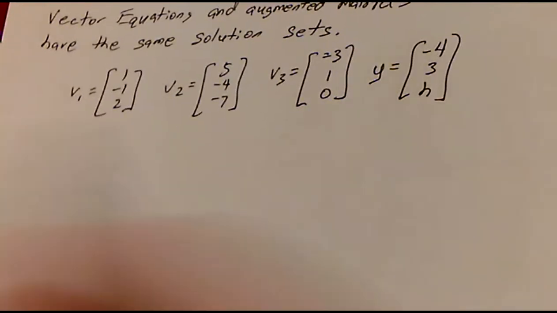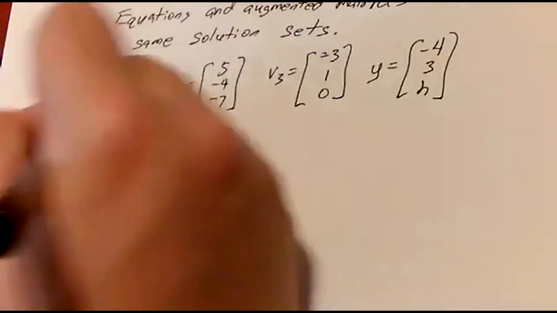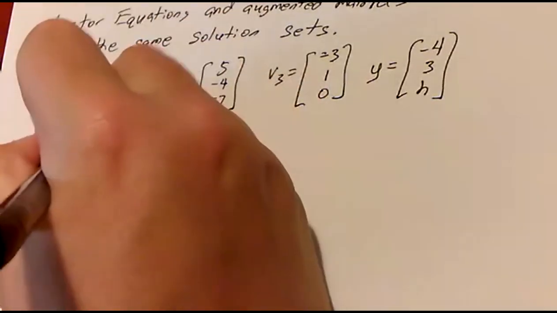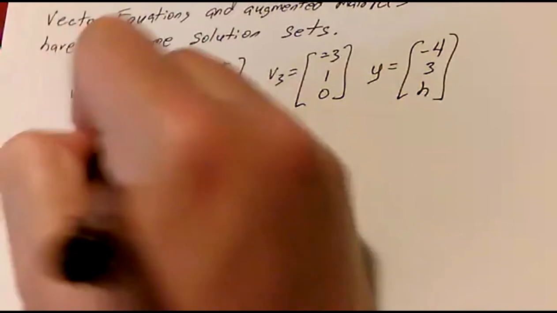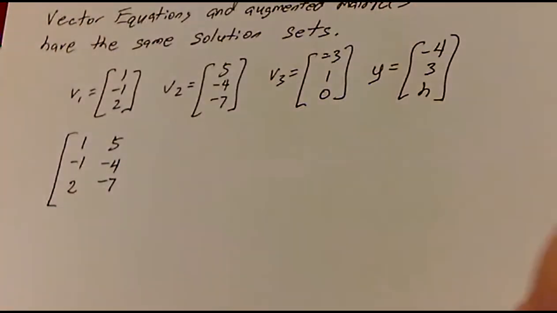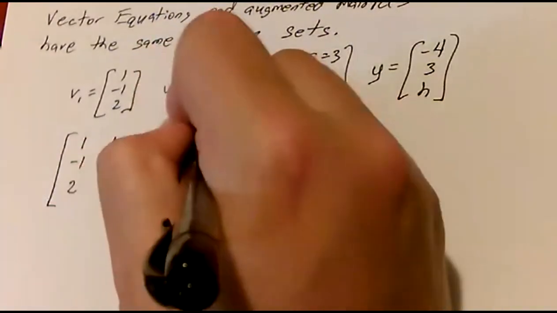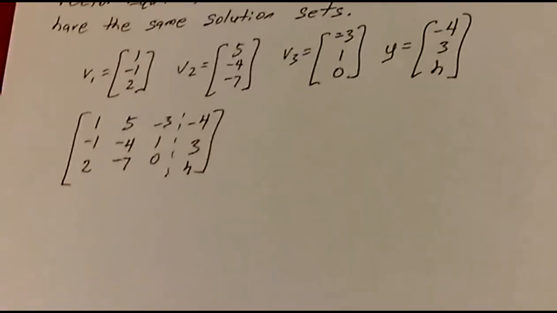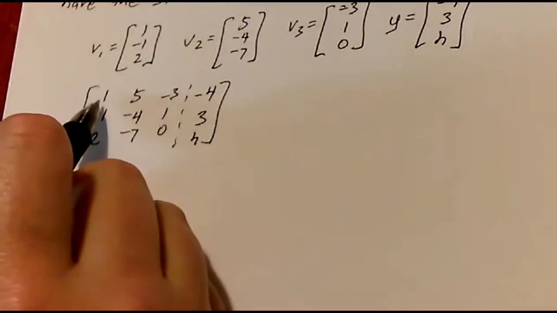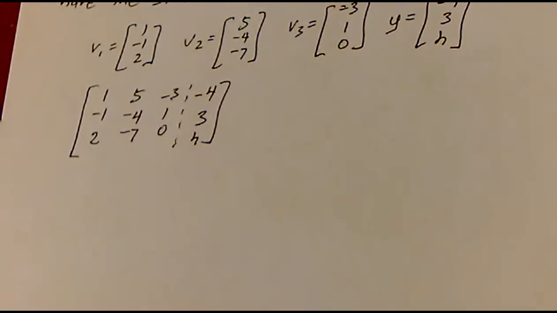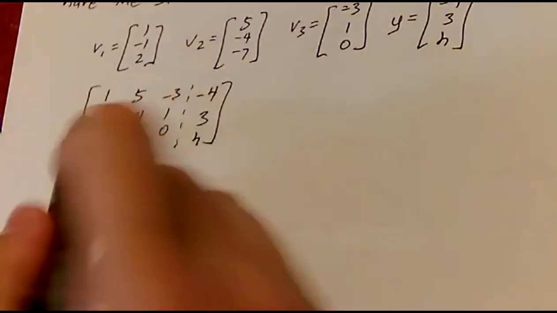So I want to figure out if y is a linear combination of these three. Ultimately, I am still looking at a matrix. It's going to be 1, -1, 2 in the first column, 5, -4, -7 in the second column, -3, 1, 0 in the third column, and then -4, 3, h in my augmented column. And I want to solve this matrix. I've got a pivot in the upper left, just like I like, so we're good to go so far. And I want to get zeros below it.